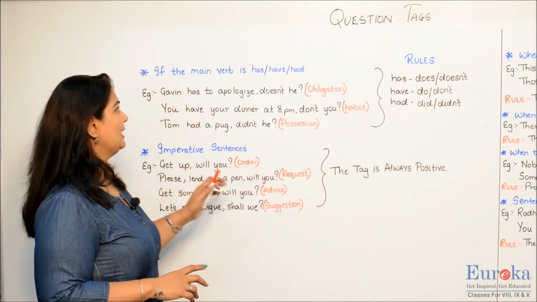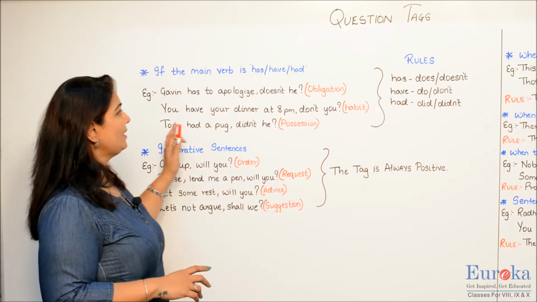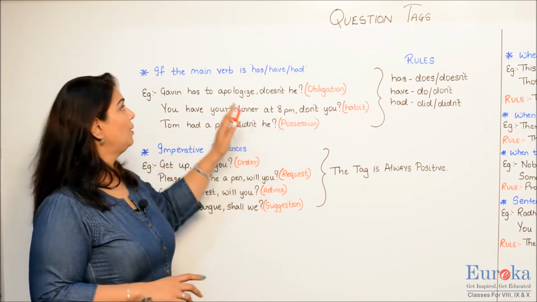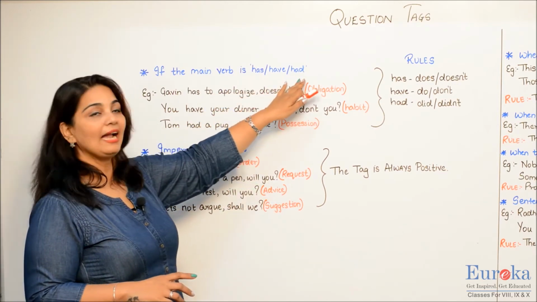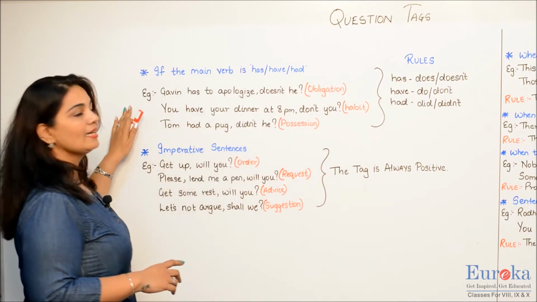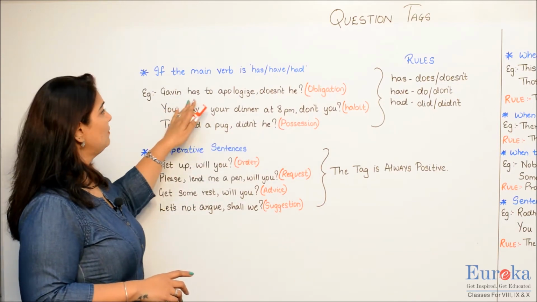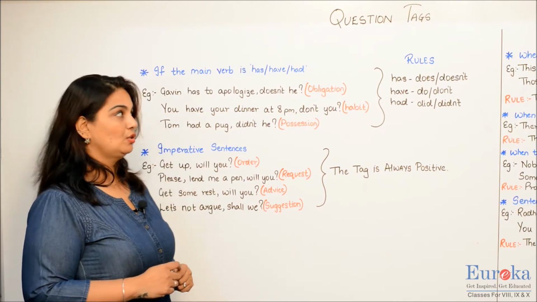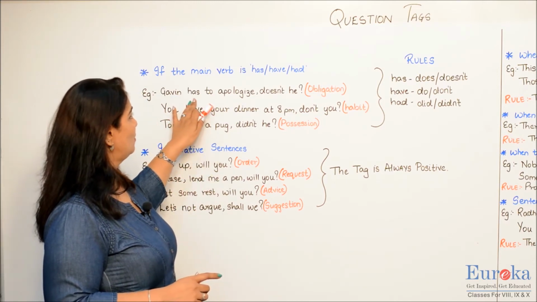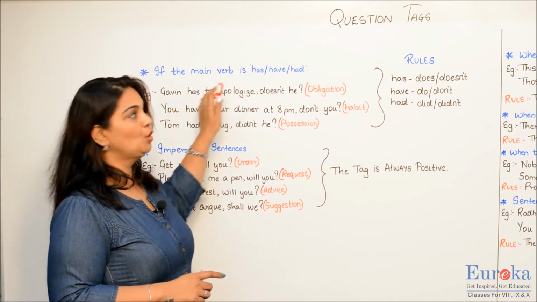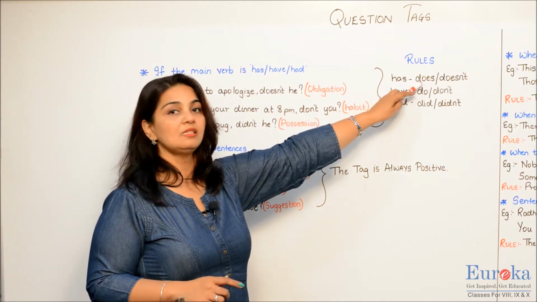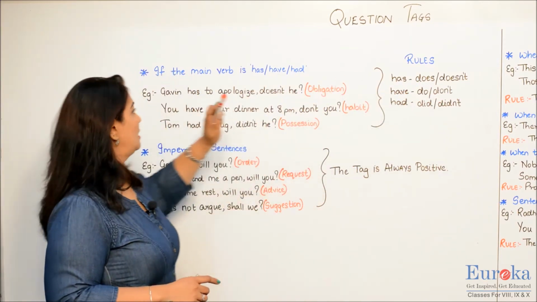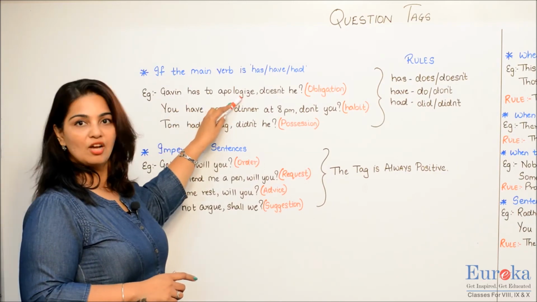So students, let's see what happens when a sentence has the main verb has, have and had. Look at the examples that are given to you. Gavin has to apologize. This is an obligation. So when you have has over here as the main verb, you will always be using does or doesn't. So, Gavin has to apologize.